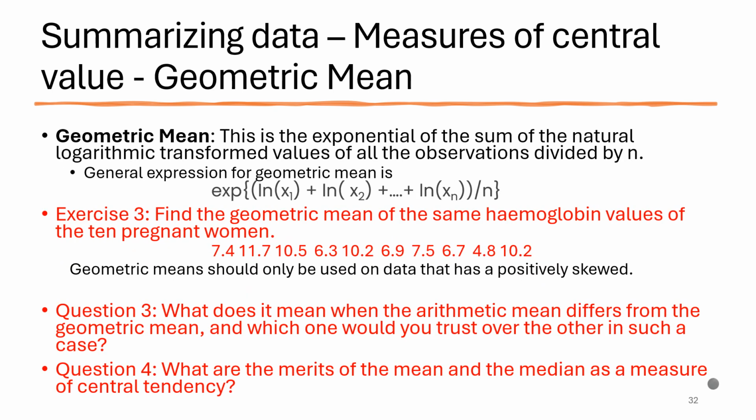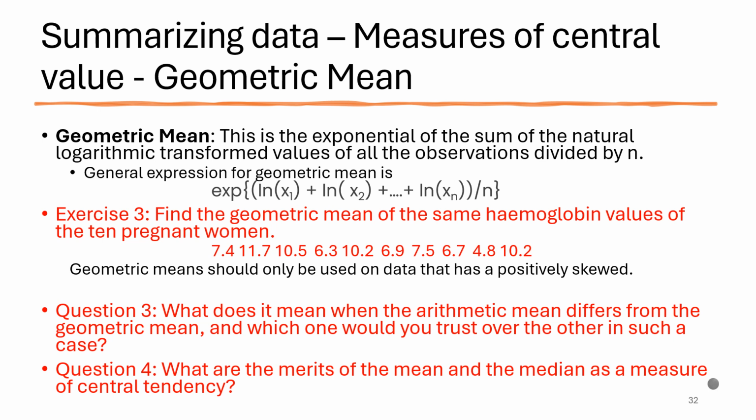So geometric mean uses the same concept as arithmetic mean. It's just that every observation is transformed. In this case, we're using natural logs. We've transformed all our observations using natural logs, and we find the mean of all the observations using natural logs, and then we exponentiate that mean. That's the expression right there, right? So for the same set of numbers, calculate the geometric mean.